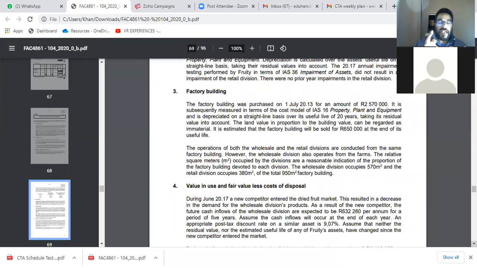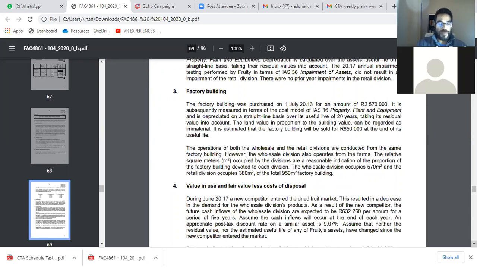It cannot generate cash inflows independently, and relative to the CGU we are reviewing. Which CGU are we reviewing? The wholesale division. So relative to the wholesale division, that factory building is not wholly within the wholesale division. That factory building is also used by another CGU. Okay, so just take note of that. So that makes the factory building a corporate asset.